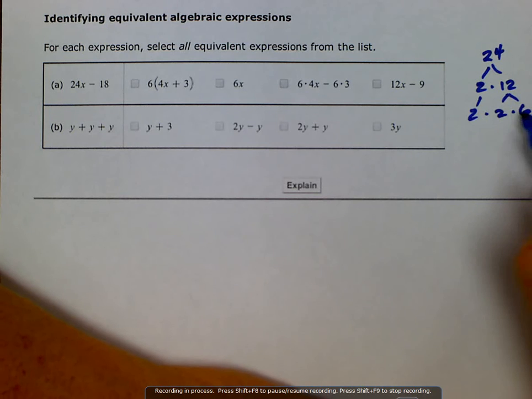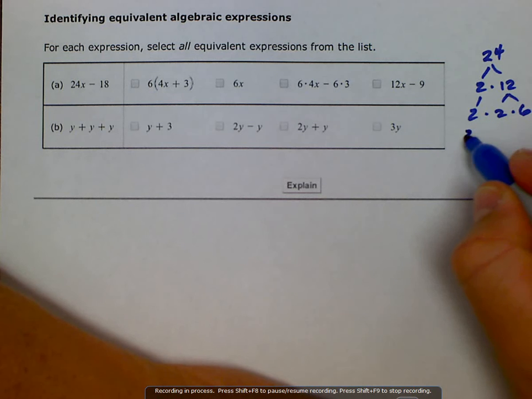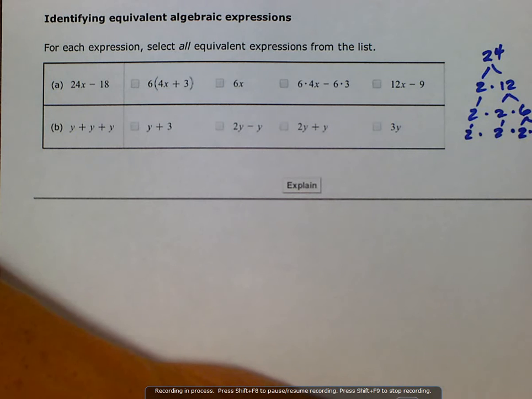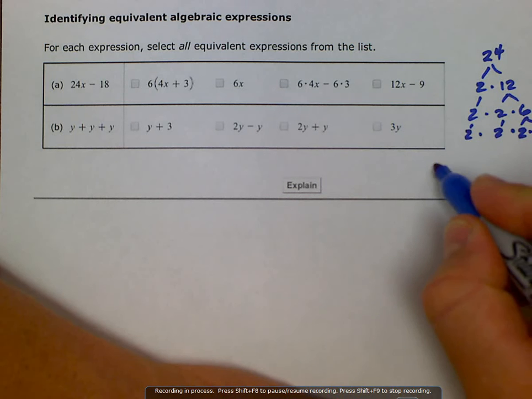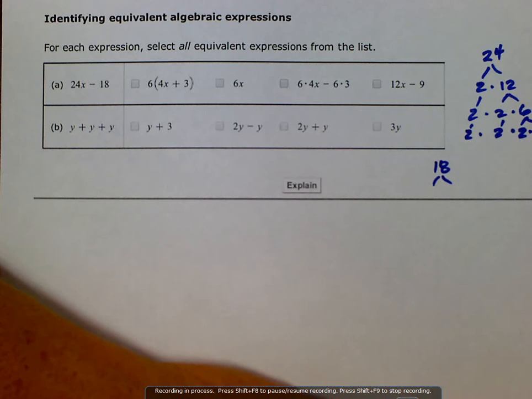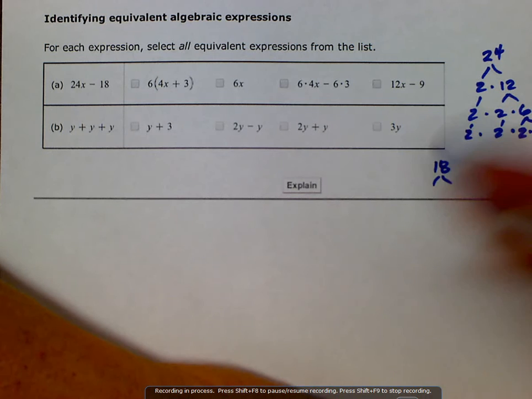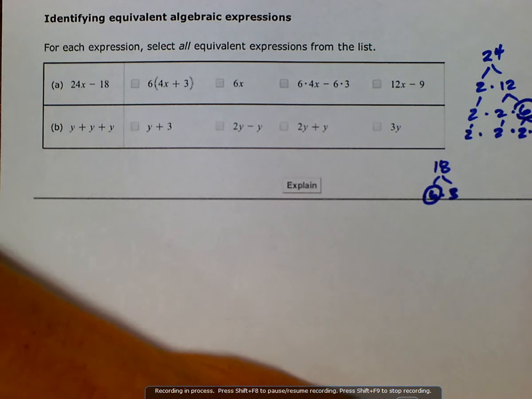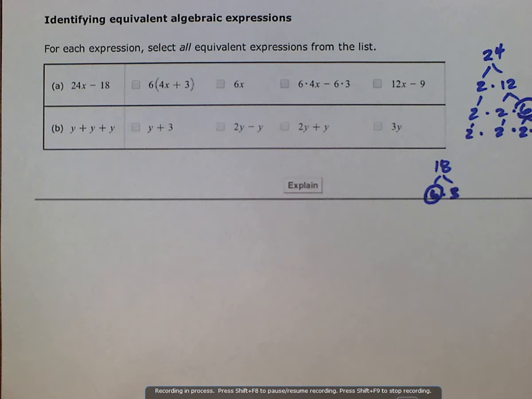And then we can break down 6 even further if we wanted to into 2 times 2 times 2 times 3. And this is called prime factorization, where we're down to just prime numbers. So we see all the factors of 24. We could do the same thing with 18, where we could do 6 and 3. We could do 9 and 2, but 6 and 3 might be easier, and we can see immediately that 6 and 6, they are common factors there. So we could actually factor out a 6 of both of these.